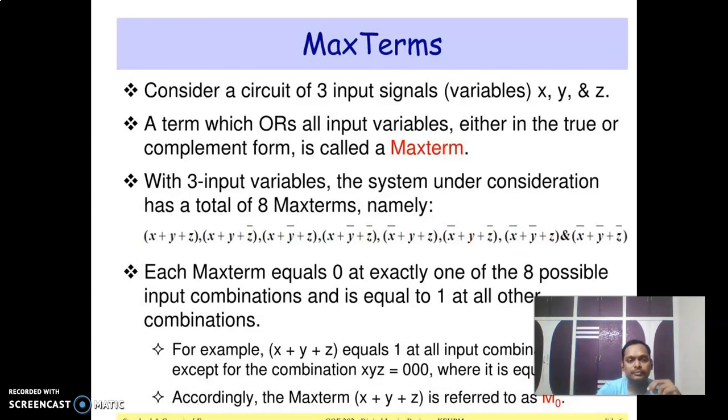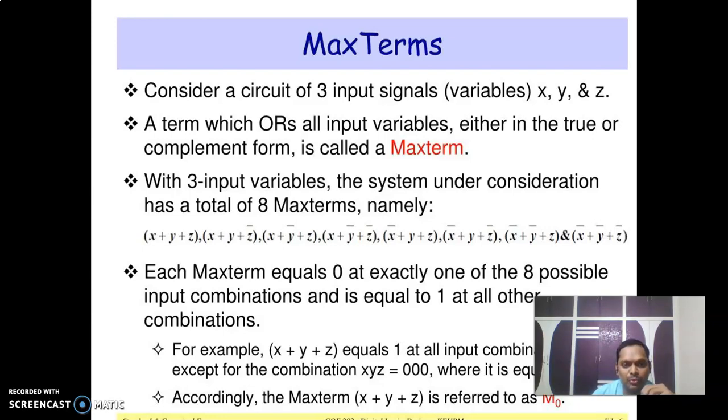Maxterms. Consider a circuit with 3 input signals or variables. It may be x, y, and z. A term which ORs all input variables, either in the true or complement form, is called a maxterm. Whereas in minterms we are ANDing all input variables, here in the maxterms we are using ORs of all input variables.